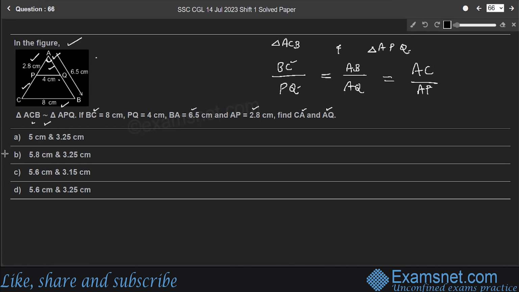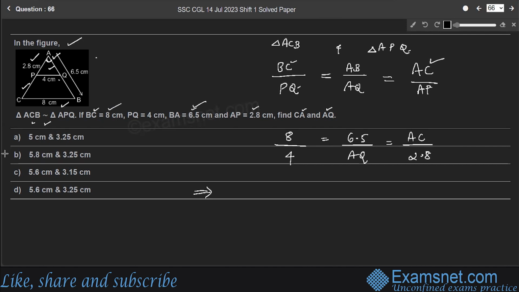It is given that BC is 8 centimeters. Substitute the values. 8 by PQ, which is already given, 8 by 4 is equal to AB by AQ. What is AB? AB is 6.5, by AQ, which we need to find, is equal to AC by AP. What is AC? AC is not given, which we need to find. CA by AP, which is 2.8.